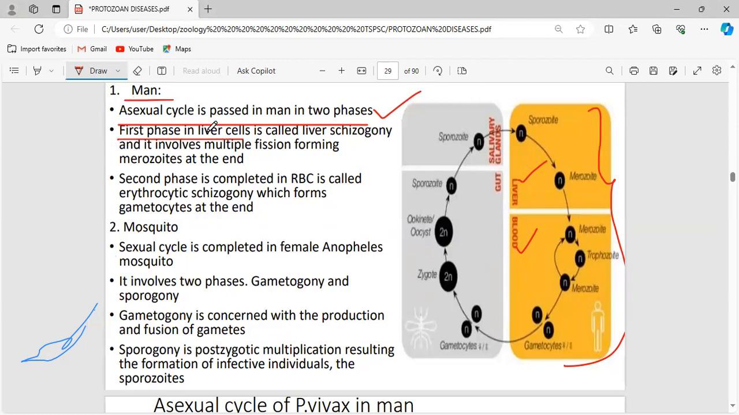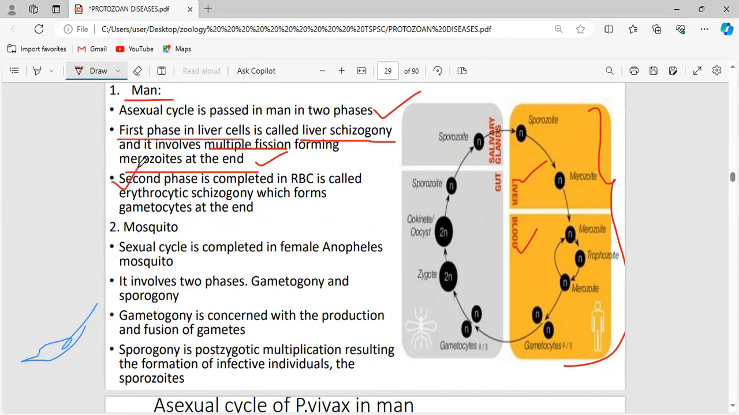That is RBC. The first phase in the liver cells is called the liver schizogony because it takes place in the liver, and it involves multiple fission forming the merocytes at the end. Here the asexual reproduction is multiple fission, not binary fission. In binary fission, only one parent cell will give rise to two daughter cells, but in multiple fission, one cell will give thousands and thousands of daughter cells. That is the difference between multiple fission and binary fission. Here it follows multiple fission in the liver, forming the merocytes.